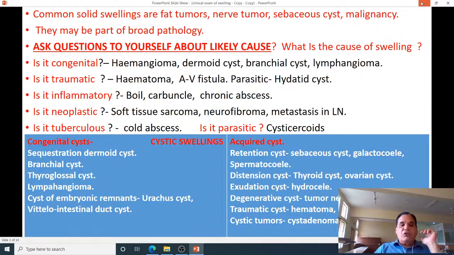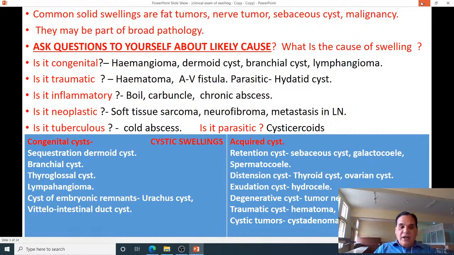In examination, what should you do? First of all, make a habit of asking questions to yourself, whether what I am saying is right or wrong. If you ask yourself, you will get more answers. The first question you ask yourself: what is the cause of the swelling? Then your mind starts working.